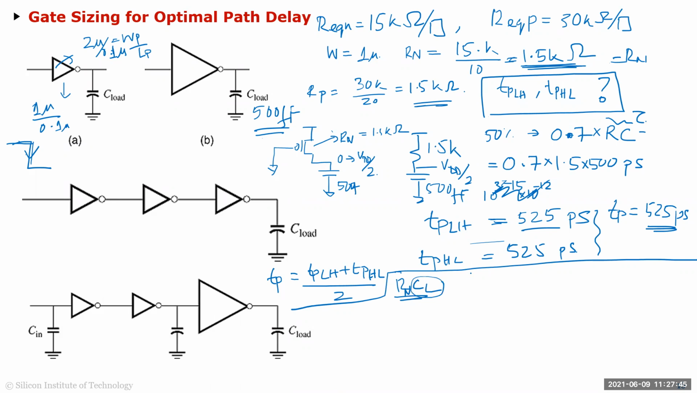So the only thing I can change is R, right? So let's say now I want to make it twice as fast. So I want to make TPHL equal to TPLH to be, let's say, half. So 250 plus 12, roughly 265 picosecond. Okay, I want to make this. How should I size the inverter to make that quickly?